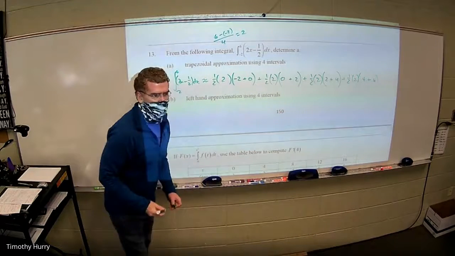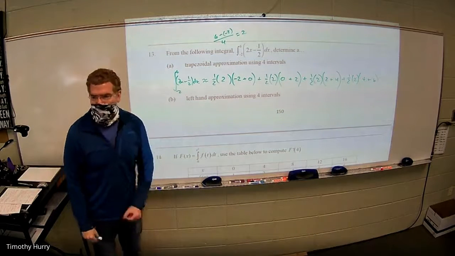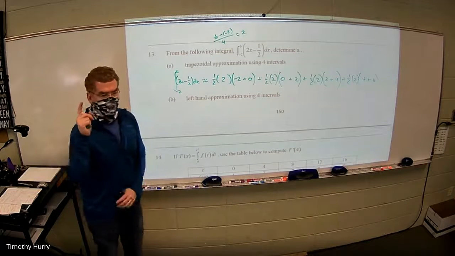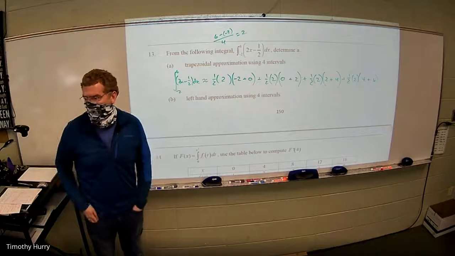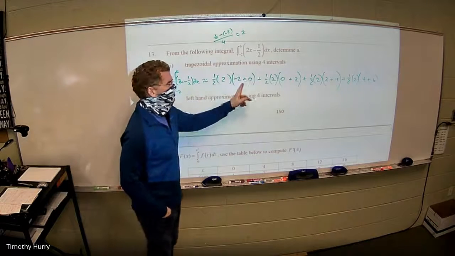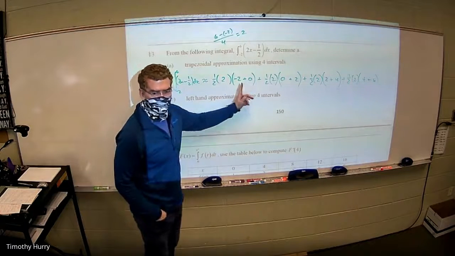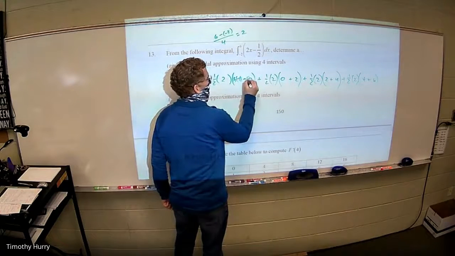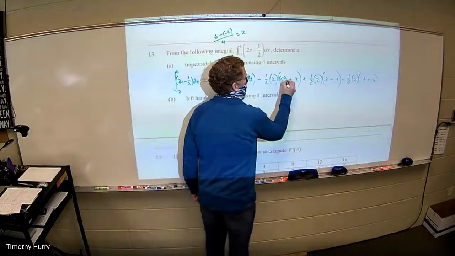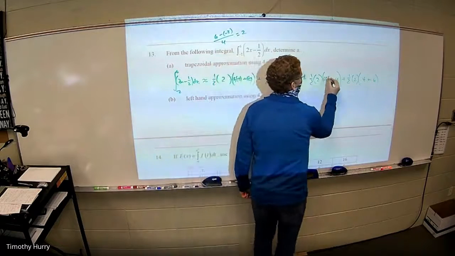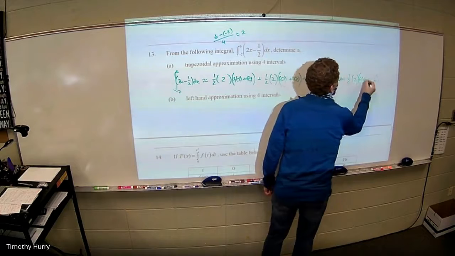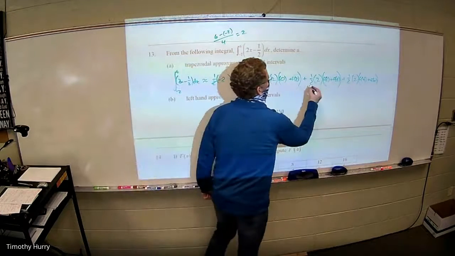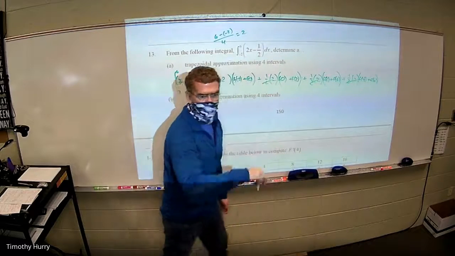What's wrong with this? You didn't use the function at all. I'm using the x values, but I never plugged them in to get the y values. I saw a lot of you and a lot in the other class do that. I don't want -2 and 0. I want the y value at -2. I want f of -2 and f of 0. I want f of 0 and f of 2, f of 2 and f of 4, f of 4 and f of 6. And yes, all that cancels, but I would show that setup.